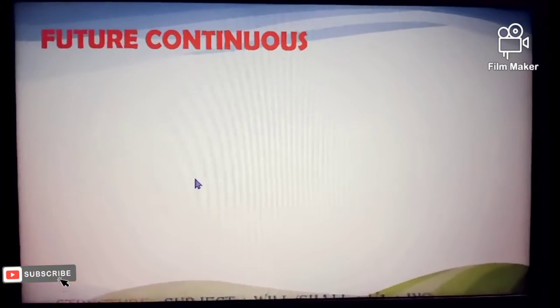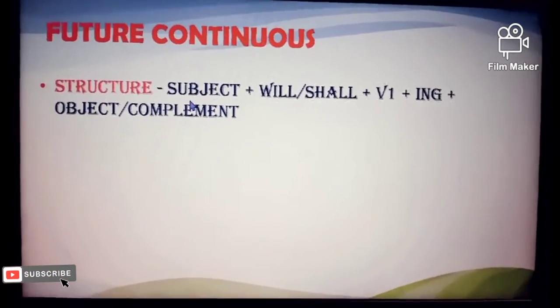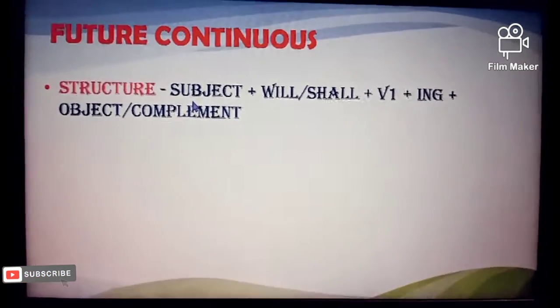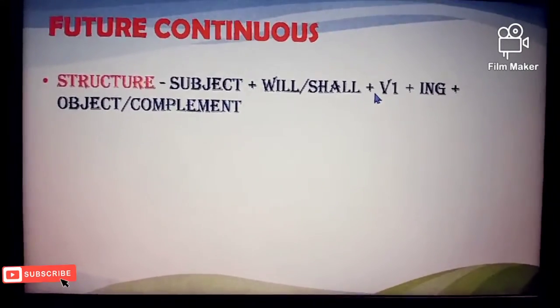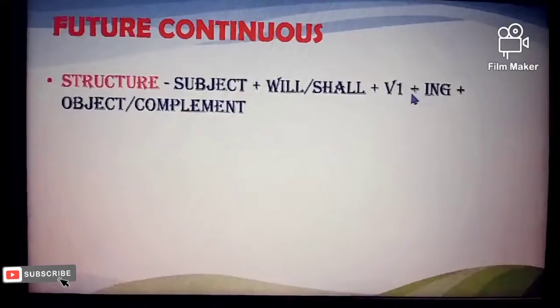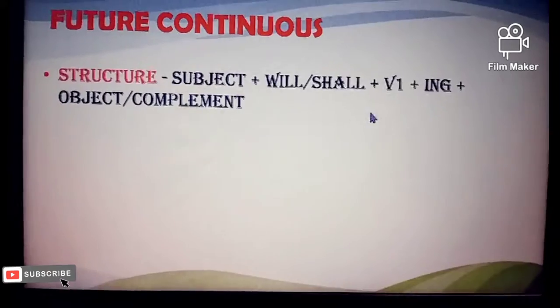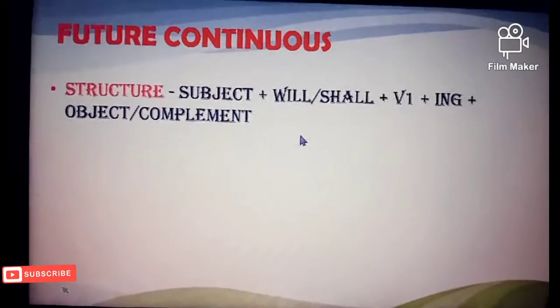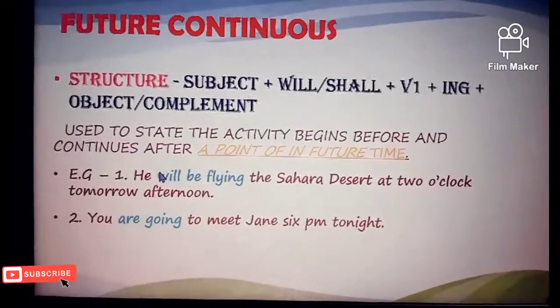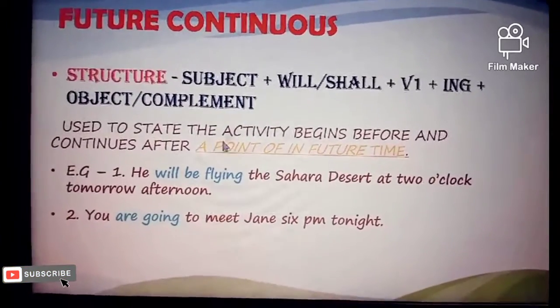The next future tense is future continuous. First of all, take a look at the structure of this. The structure is subject plus will or shall, that's a modal auxiliary, plus V1 form. Then we have to add ing to the V1 form plus object or complement if there is one. So will or shall plus V1 ing form for the continuous tense, you should keep it in mind. Next, take a look at the usages. In what context do we use the future continuous tense?